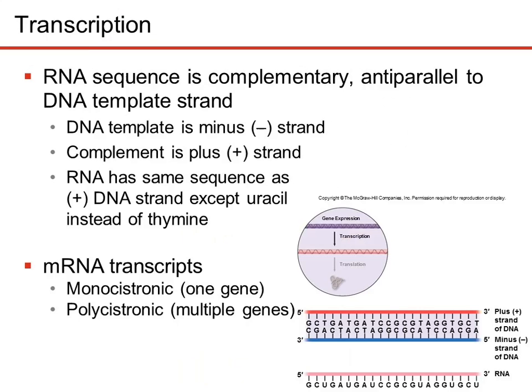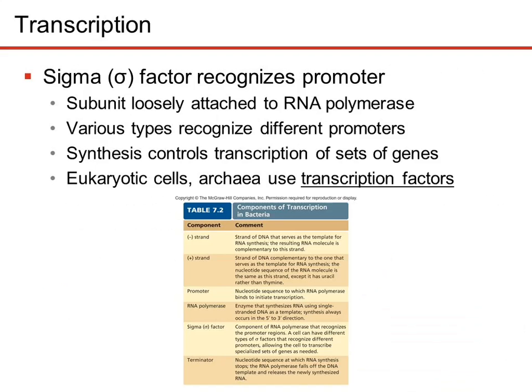That type of message is referred to as polycistronic. A polycistronic message is going to have multiple genes on it, just like the one that I depicted there. But in eukaryotes, most of the message is actually monocistronic, meaning it only has one gene on it. We'll show you some variations down the road as we get a little bit further into this.